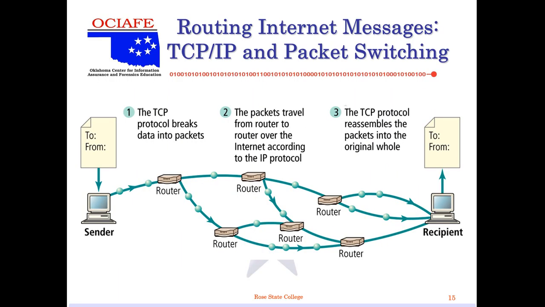Basically, for the routing of the messages, the TCP protocol breaks it into packets. The packets then traverse the network to get to where they need to. They're reassembled on the recipient's end, and that's how packet switching works.